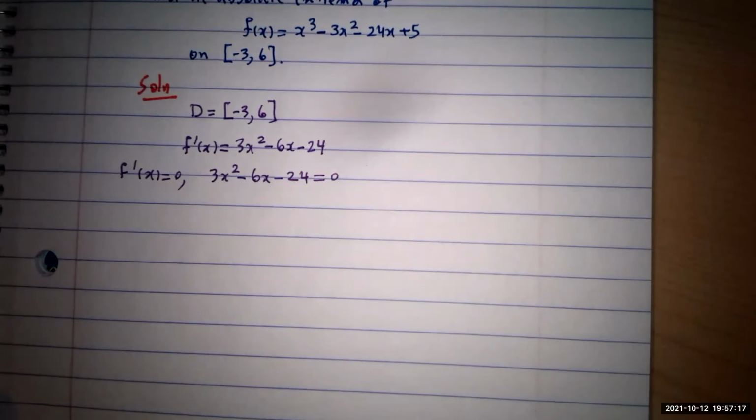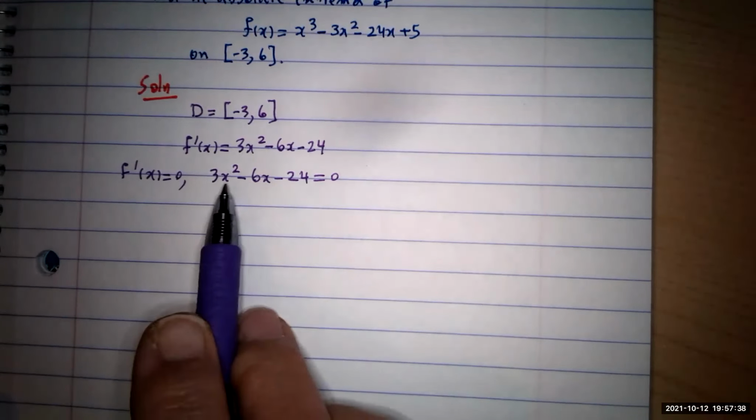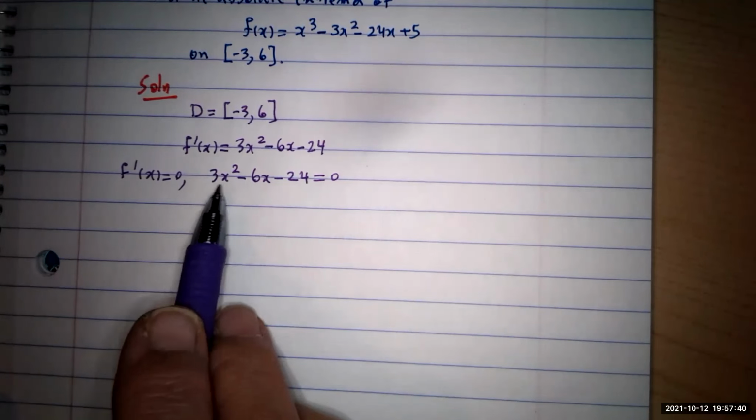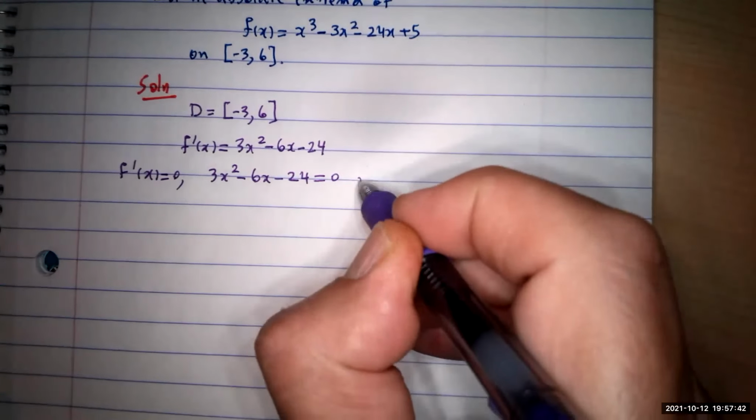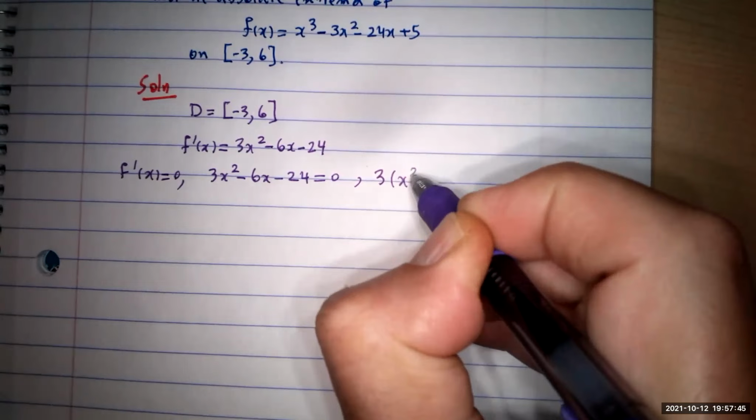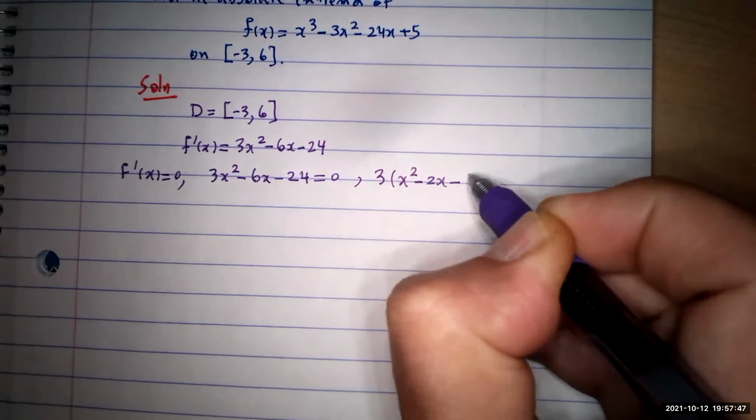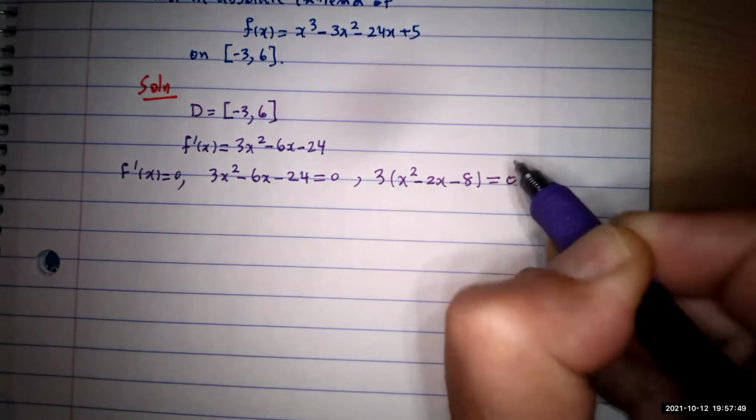So we try factoring. You check to see if there is any common factor. What's a common factor in this case? X? No. The common factor is 3. You cannot pull out the x because there is a 24 here. You pull out the 3 to be able to factor further, so that gives you x squared minus 2x minus 8 equals 0.